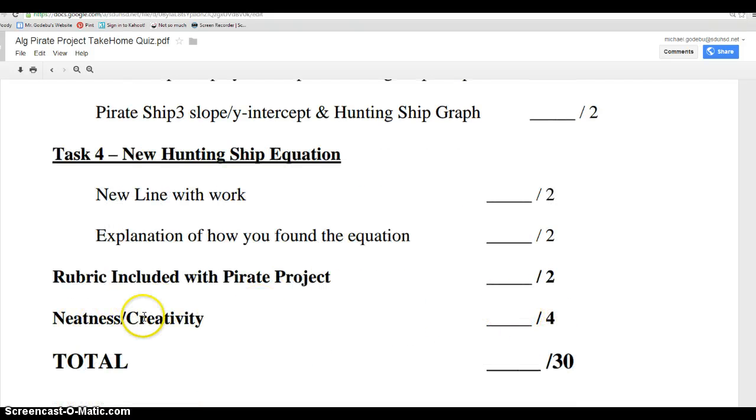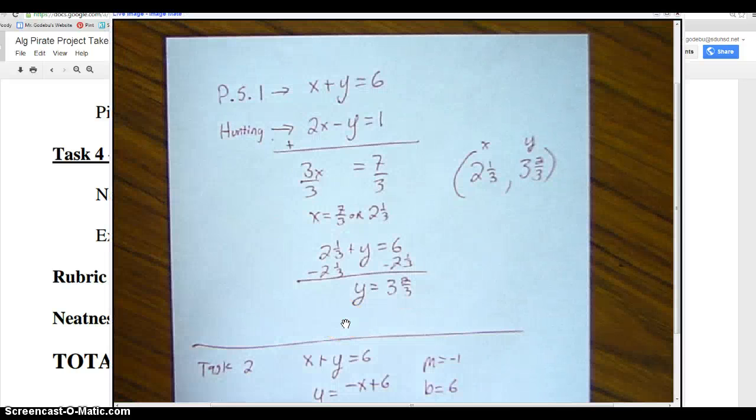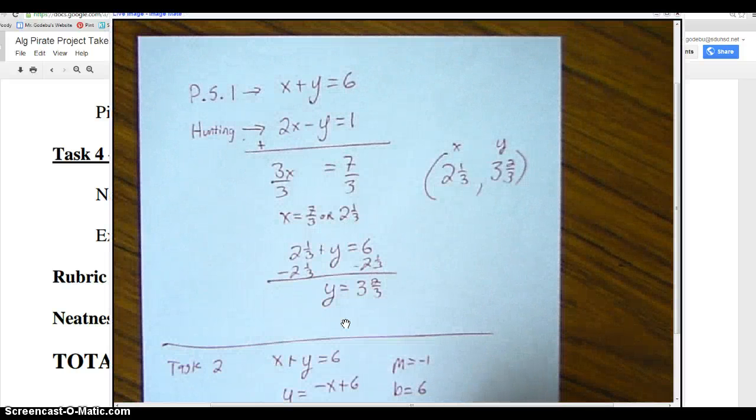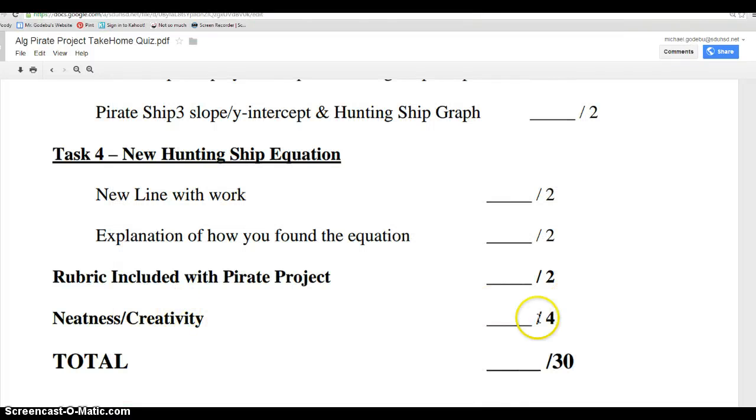And then neatness and creativity. This is going to be anywhere from 0 to 4 points. I'll tell you right now, if this was your work, I would give me a 2 out of 4 because I'm kind of doing this in a hurry. So 2 out of 4, neatness and creativity. You need to do work like you didn't spend 2 minutes doing it. It's going to take you a while, nice and neat, nice and organized.